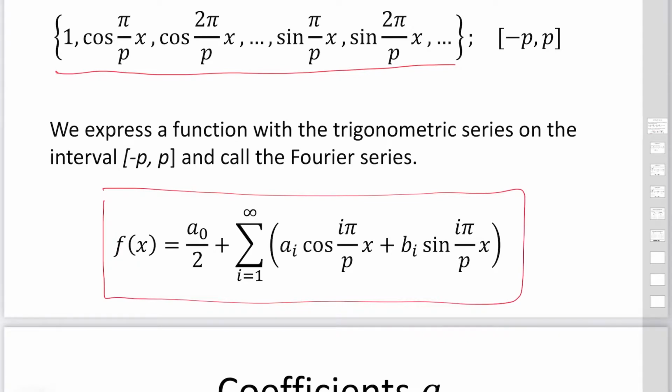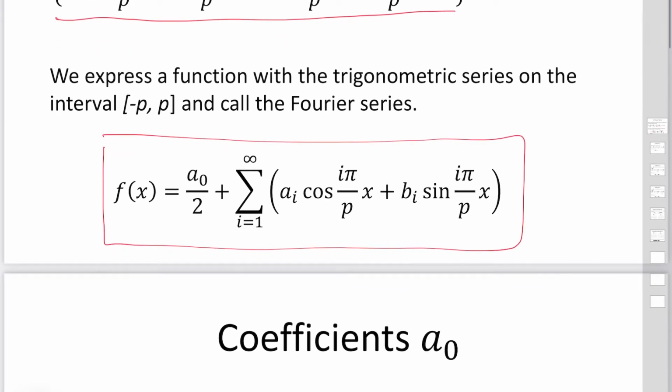a sub i is a coefficient of the cosine functions, cosine i pi over p x. And b sub i is a coefficient of the sine functions, b sub i times sine i pi over p x. We are going to find the value of each coefficient.